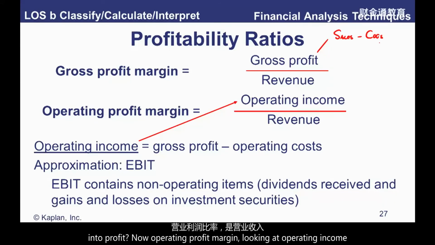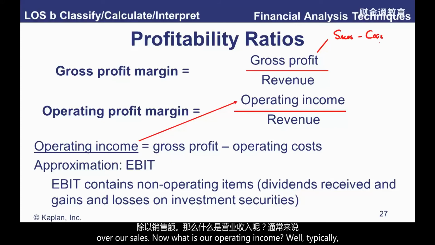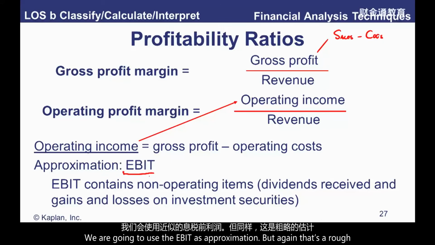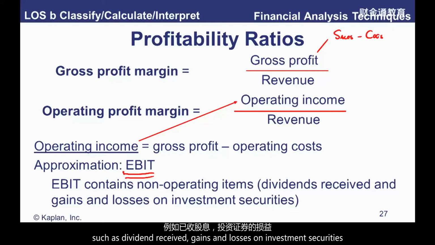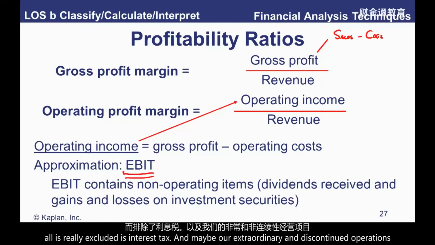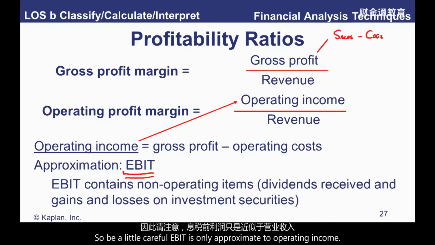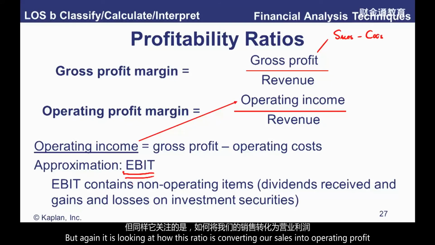Now, operating profit margin looks at our operating income over our sales. What is our operating income? Well, typically, we're going to use EBIT as an approximation. But again, that is a rough approximation because EBIT is going to contain non-operating items such as dividends received, gains and losses on investment securities. All it's really excluding is interest, tax, and maybe some of our extraordinary and discontinued operations. So be a little bit careful. EBIT is really only a proxy for operating income. But again, this ratio is looking at how we convert our sales into operating profit.